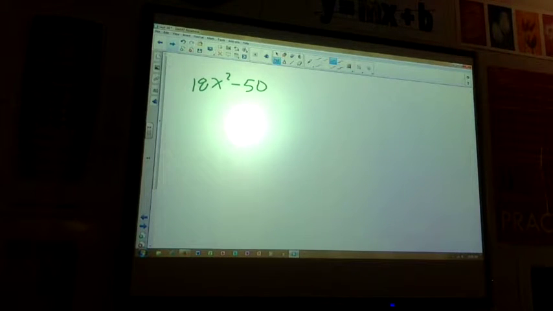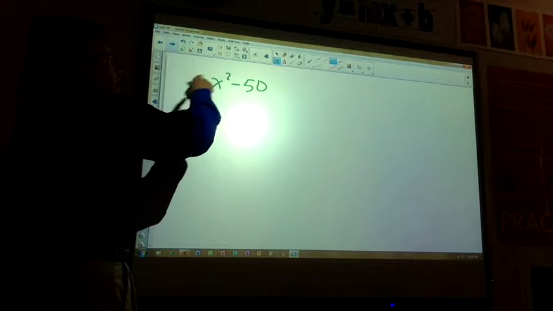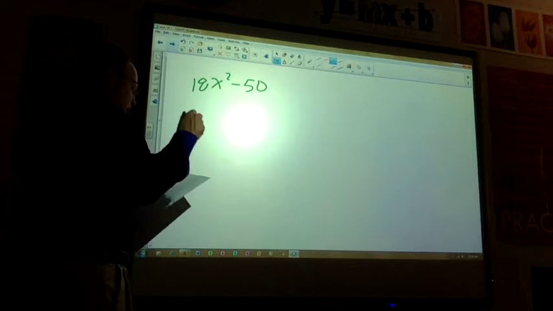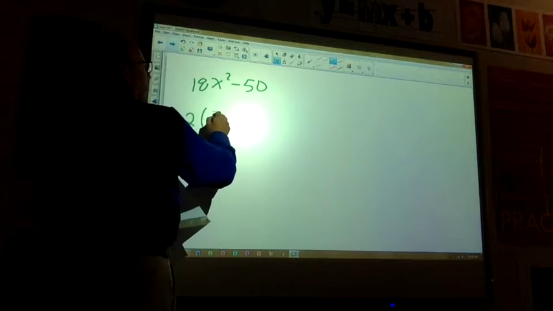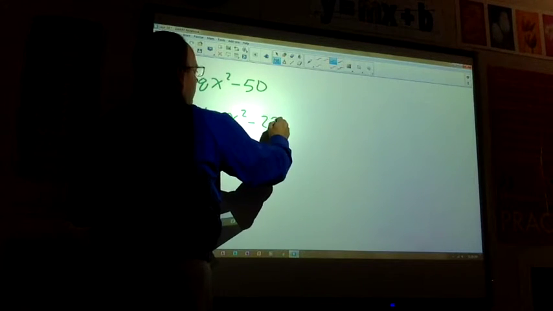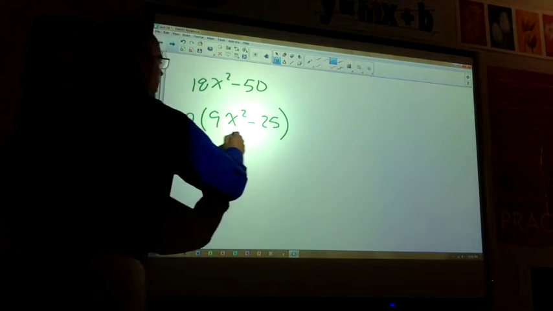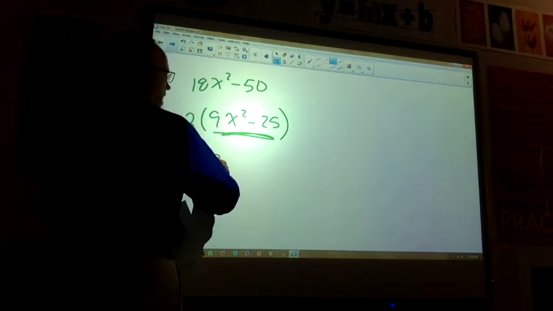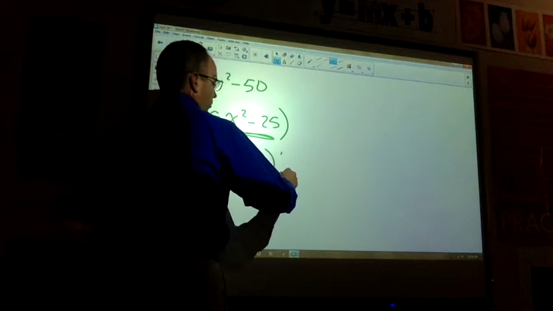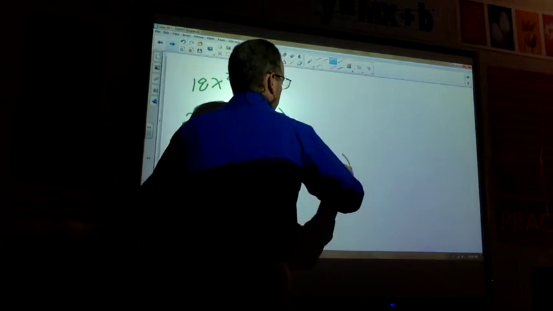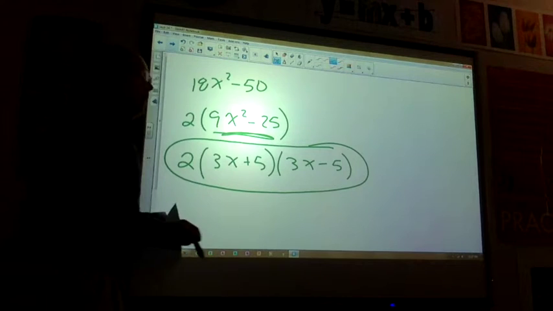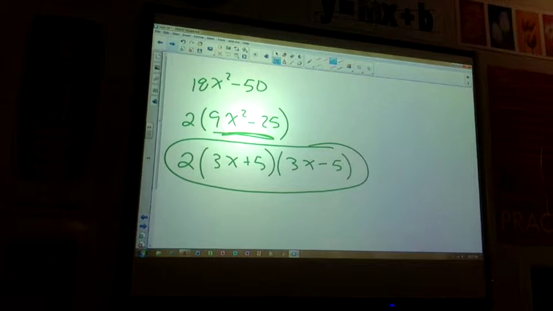Okay, we're factoring it. First thing, I look at it, I can factor out what out of both? Two. And that leaves me 9x squared minus 25. Now, some of you gave me that answer, you're like, I'm done. Difference of two squares right here. 3x plus 5 and 3x minus 5. There is no equal sign. There is no way I solved these for x. Get it?